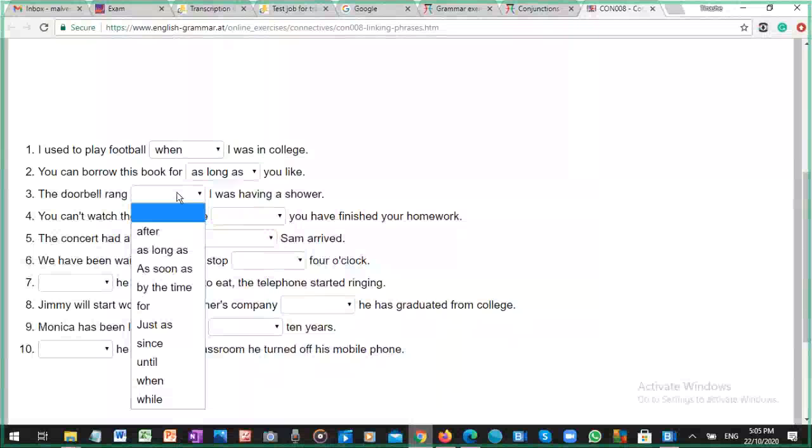Then the next one. The doorbell rang, dash, I was having a shower. When they were having a shower. Correct, but there's one that is more precise. Remember, we talked about the one which describes a situation whereby something happens when you're doing something else. When is okay, but there's a better one. And we have already used when, so it can't be the answer. They're just 10, and the questions are 10. So it has to be something else, not when. Which one is it?